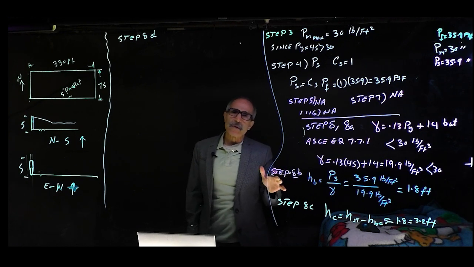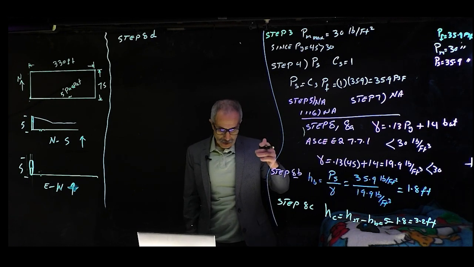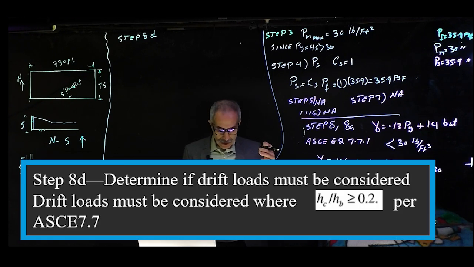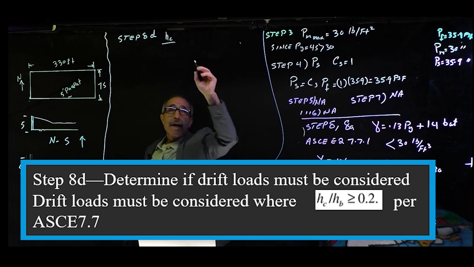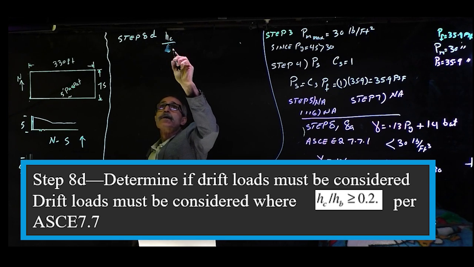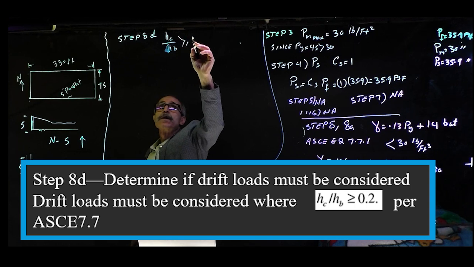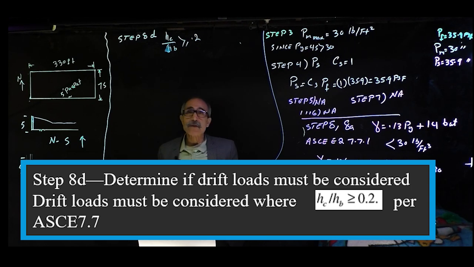Going through these steps, you have to know the code. You have to really read the code, and that's chapter 7. Step 8D says determine if the drift load must be considered, yes or no. If you go to the section in ASCE, see down on top of the board, from figure 7.72, it basically says if HC divided by HB is bigger than 0.2, then it should be considered.